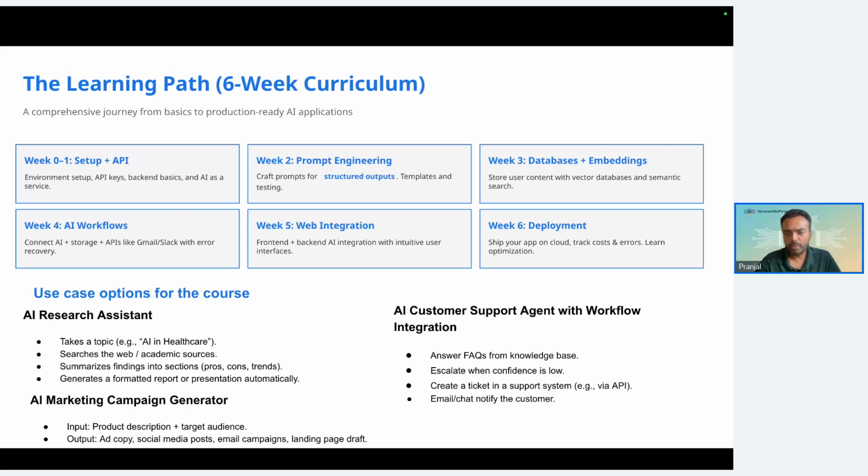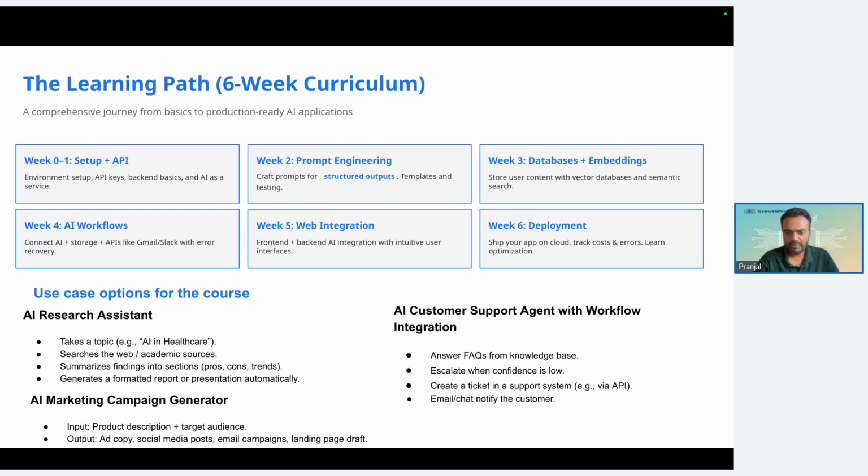We will have a poll in the initial weeks. So we have these 3 options. We can add more options. You guys can suggest options, but we can have an AI research assistant who will take a topic. It will search the web or academic sources. It will summarize findings into pros and cons, and then generate a formatted report or a presentation automatically.